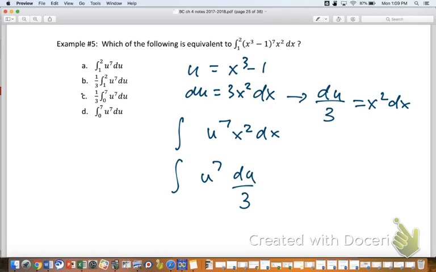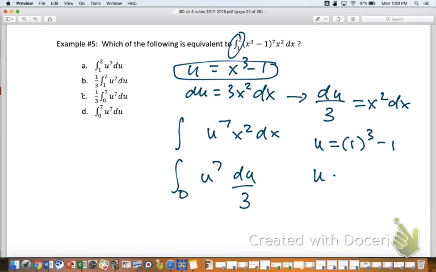My old limits were 1 and 2. To check my new limits, I've got to run them through this. So my old low limit would give u equals 1 cubed minus 1, transformed into a new limit of 0. And you could actually answer the question now, couldn't you? There's only one good answer. You try the other one, u equals 2 cubed minus 1, which is 7. Now it's clear. The integral from 0 to 7 of u to the 7th du, all divided by 3. So your answer has to be C.